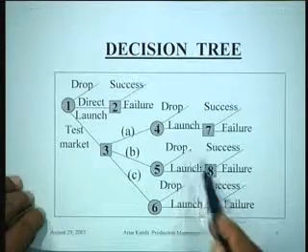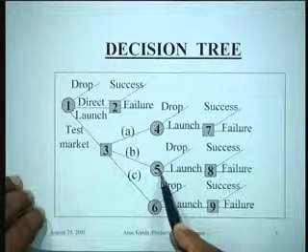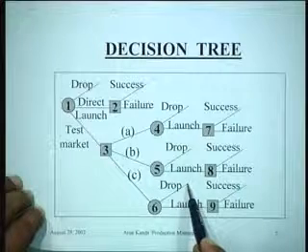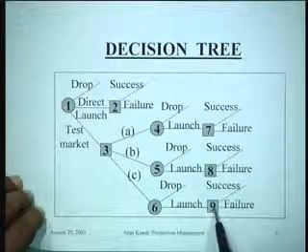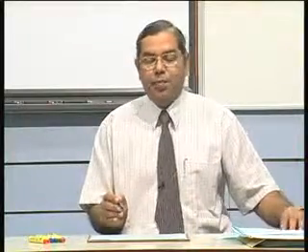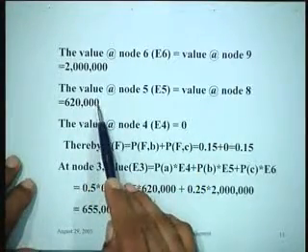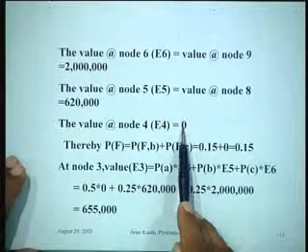Similarly, here, drop is 0 and launch was positive. So, whatever the positive value was, that would be the value for node 5. Similarly, in this situation, this is 0. When you drop, you don't get any profit. And when you launch the product, you'll get a certain expected value, which we computed for node 9. So, the value for node 6 is just the value for node 9, which is 2 million. The value for node 5 is nothing but the value for node 8, which is 620,000. And the value for node 4 is 0, because this is the better thing to do.